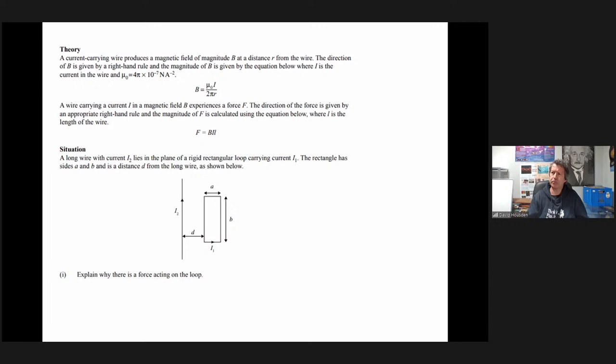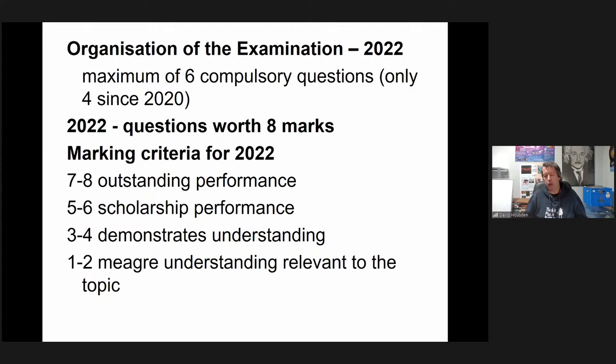So, structure of the papers. A long time ago, the exam had six questions, then it went to five, and it's been four since 2020. So I guess you can anticipate there being four. I think that's what's indicated by NCEA, that it could potentially go down to three, but I would expect that things will continue with four. But that's not a big deal.